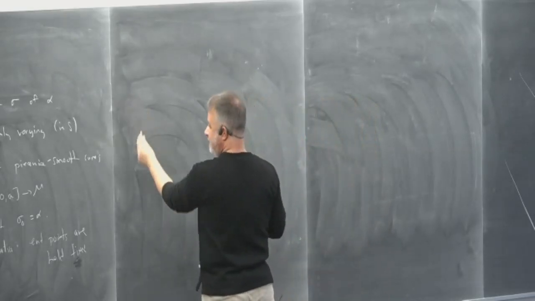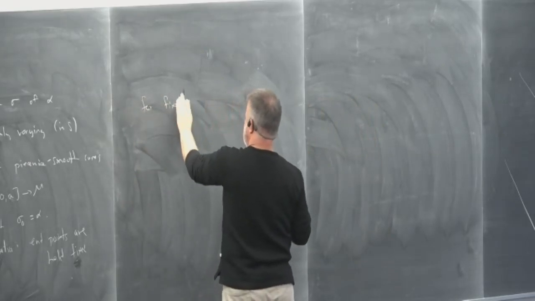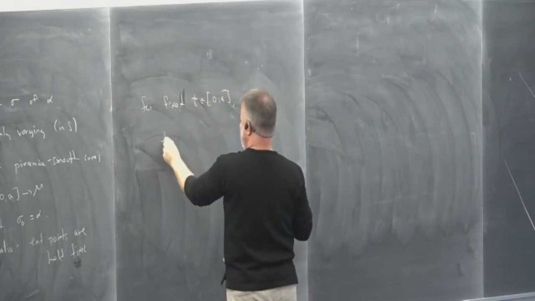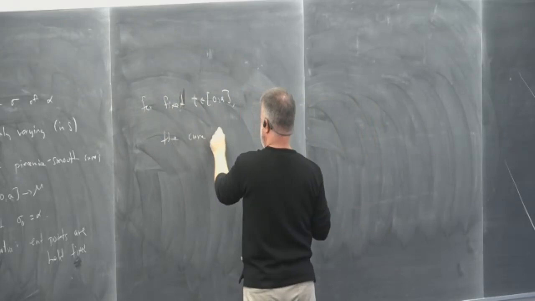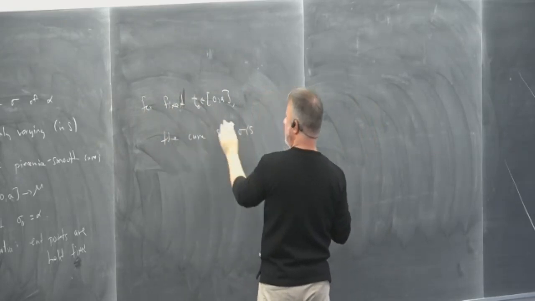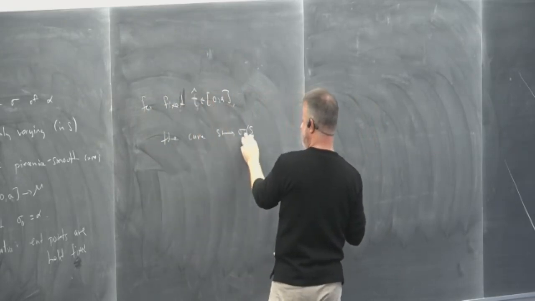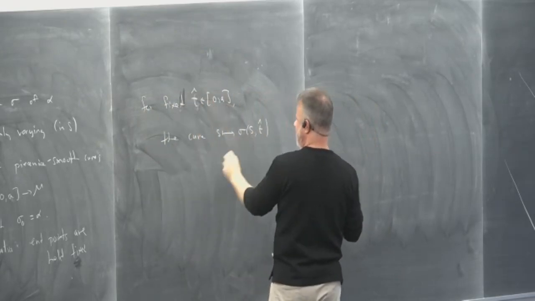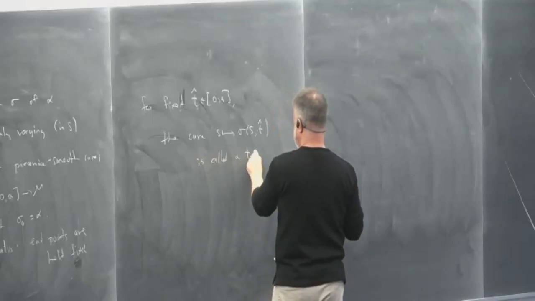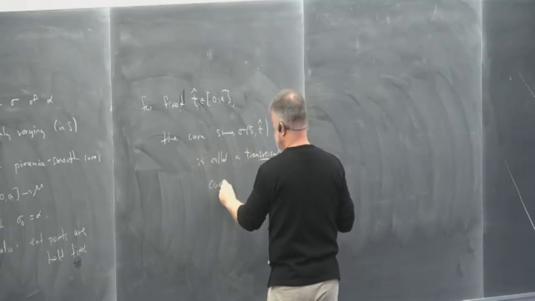Okay, so for a fixed t in 0 to a, let's call it fixed t naught, or no, I've called t naught something else, t hat. The curve s goes to sigma of s, t hat is called a transversal curve to the variation.